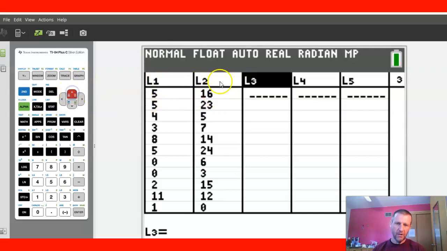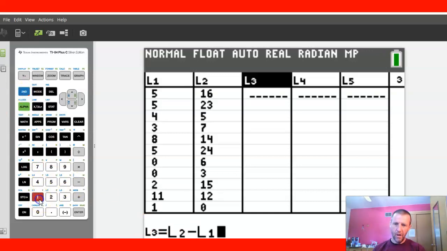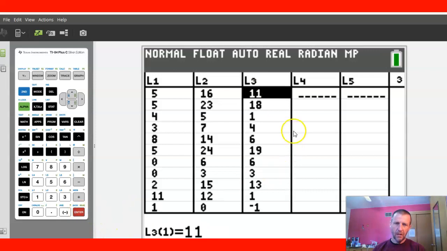So I put my cursor at the top of list 3, and I'm going to tell my calculator, hey, what I want you to do for list 3 is take list 2 minus list 1. I want list 3 to equal whatever list 2 minus list 1 is, and there it is. This is the same as the list that Mr. G had when he found the differences. Now here's the magic. List 3 is where that difference list is.